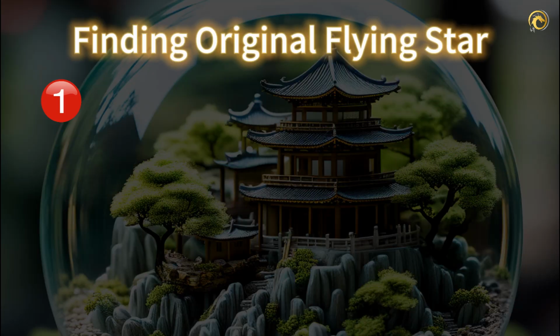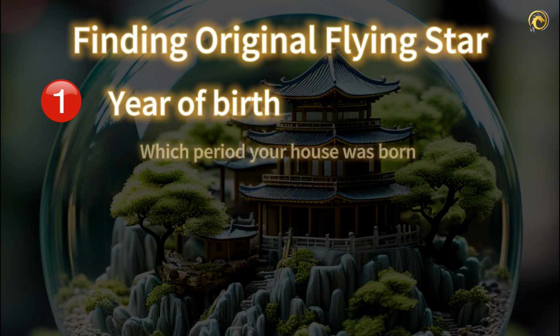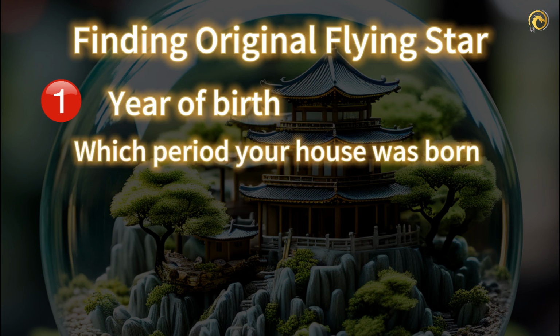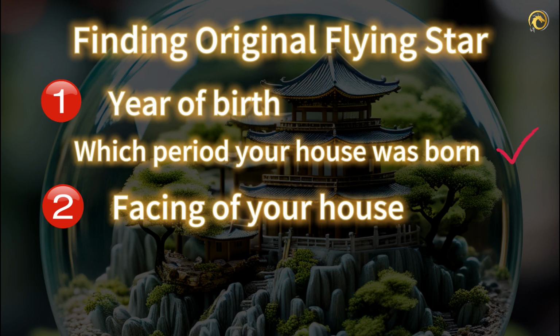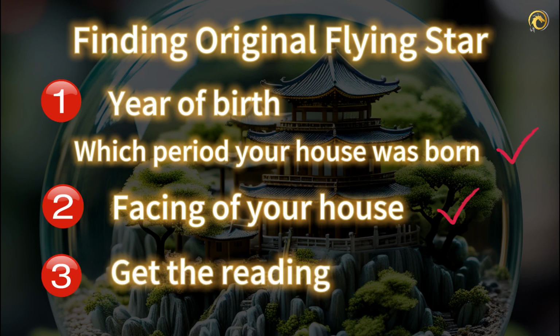So the first step is get the year of birth, which is which period your house was born, correct. Second is get the facing of your house, correct. And then the third one is get the reading correct.